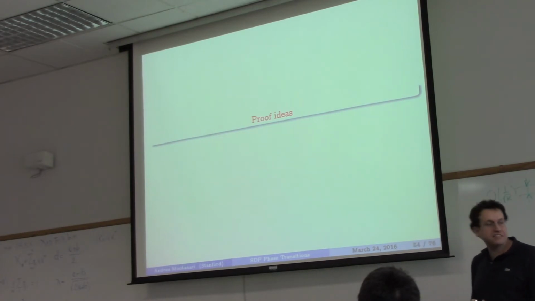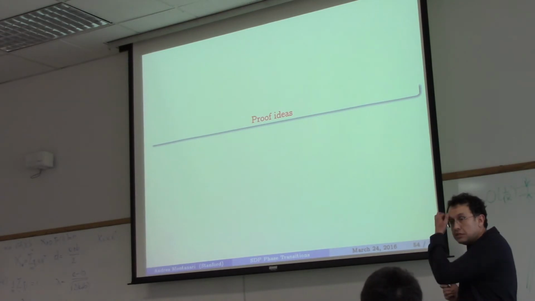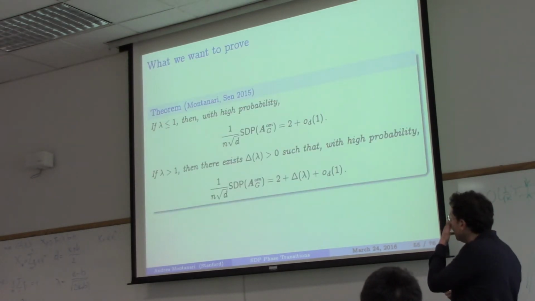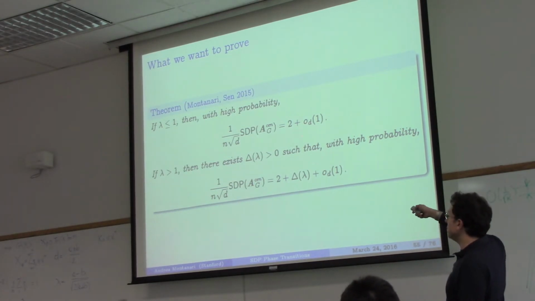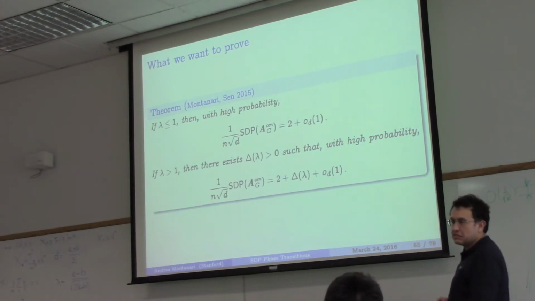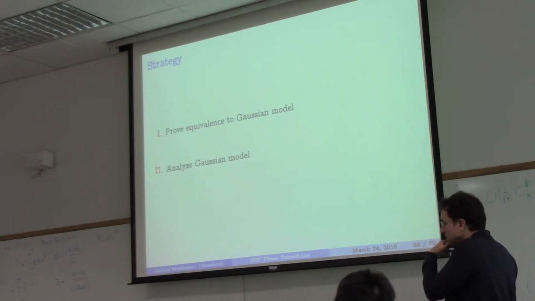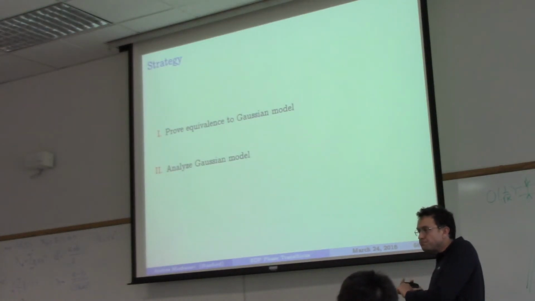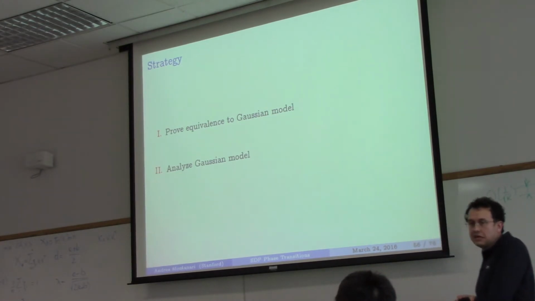Okay, in the last 5 or 10 minutes, perhaps, I want to talk a bit about proof ideas. As I mentioned, the main technical theorem is that the SDP value is 2 if you normalize it, below the phase transition, and 2 plus something strictly positive above the phase transition. How do we prove this? The proof goes basically in 2 steps. First, we prove that this model for large degree is equivalent to a certain Gaussian model, which is interesting per se, and then we analyze the Gaussian model.